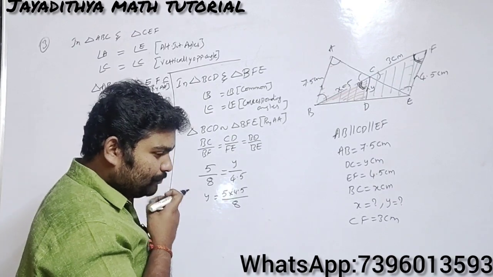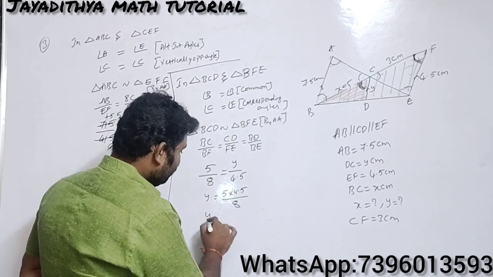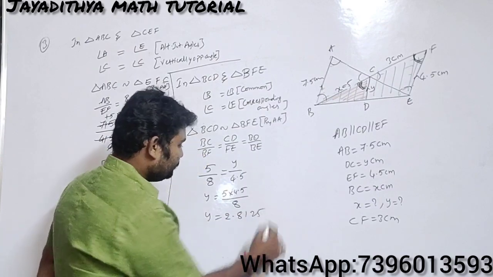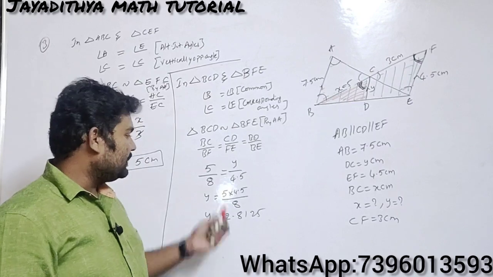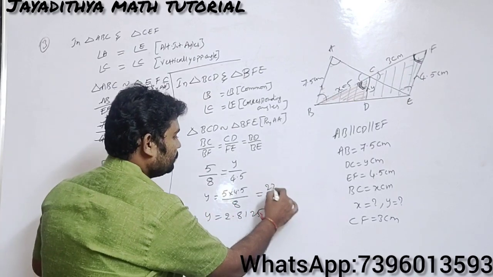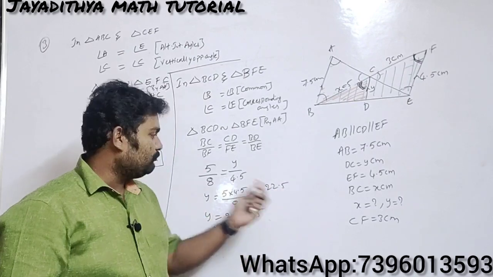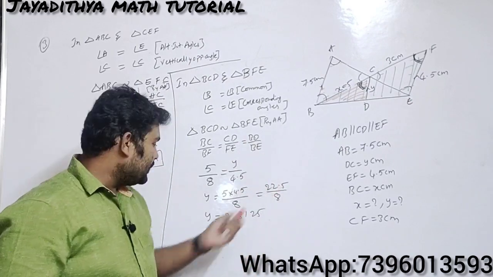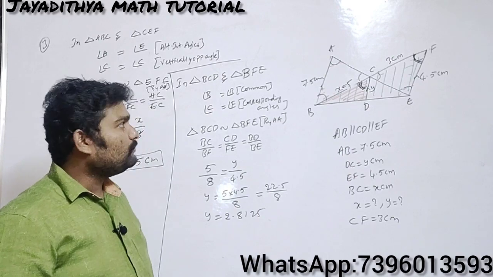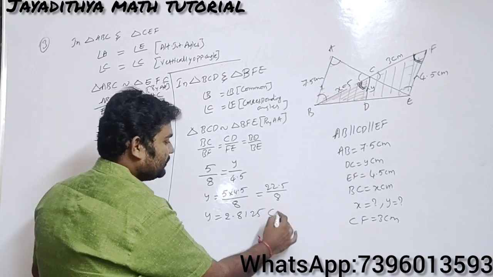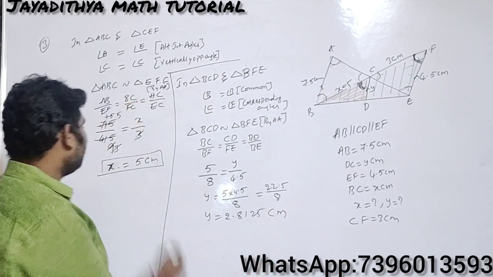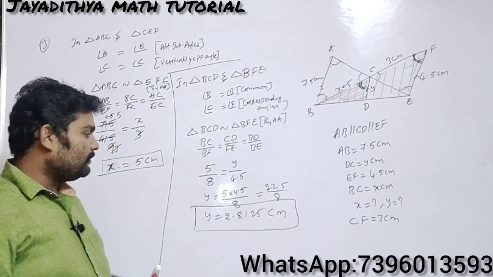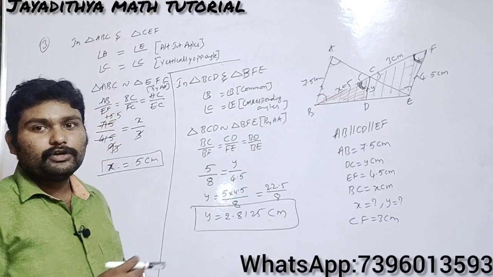If you simplify, your value will be approximately 2.8125. 5 into 4.5 will be 22.5, so 22.5 by 8. If you divide that, 8 2s are 16 and so on, then you will get the answer as 2.8125. What units will you write here? Y is in centimeters, and X is equal to 5 centimeters. So what are our answers? Y is equal to 2.8125 centimeters and X is equal to 5 centimeters.